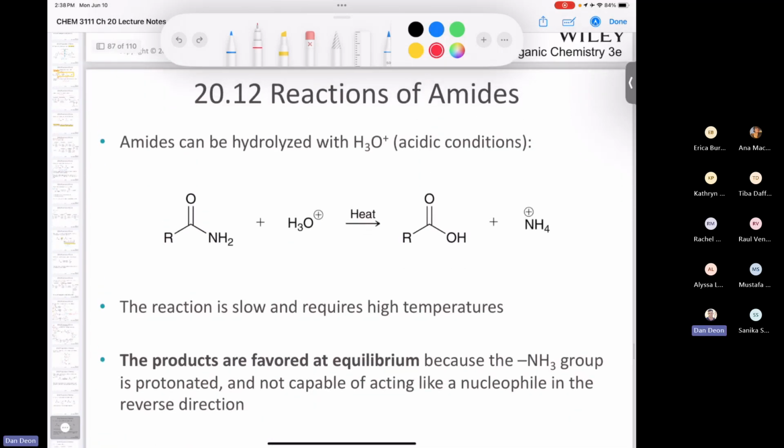And it says here the products are favored at equilibrium. Why? Because the NH3 group is protonated to give you the ammonium ion, and so it cannot act like a nucleophile. So this is basically what I just said in the last slide. This cannot be a nucleophile. Never. It's got a positive charge. That's impossible for that to behave like a nucleophile. Not ever in this lifetime.